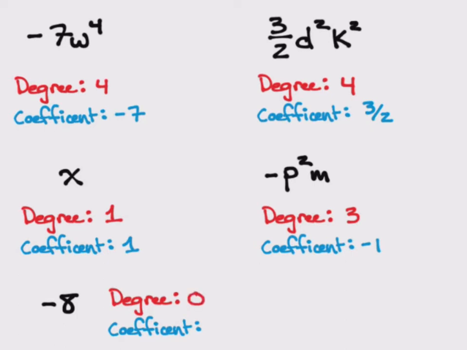And since there's no variable at all, talking about a coefficient doesn't really make sense, because a coefficient means what number is being multiplied by the variable. So the coefficient in this case, we would just say not applicable. There are no coefficients because there are no variables.